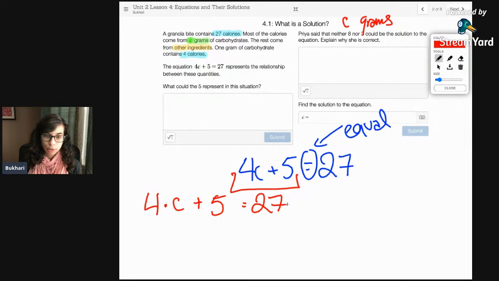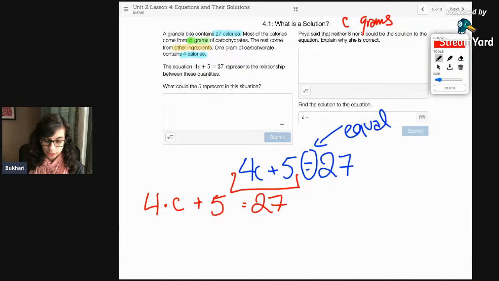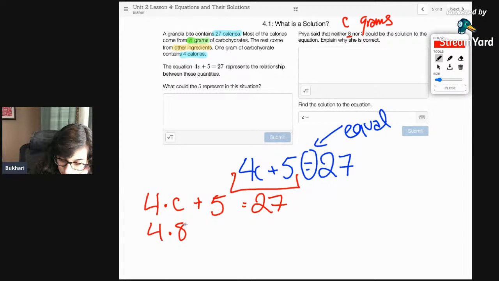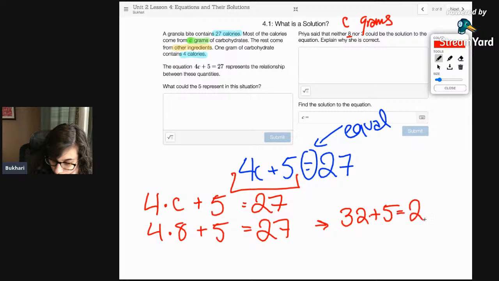So think about what happens when you substitute something in. If I have 8 in here, I have 4 times 8 plus 5 equals 27. And don't forget your order of operations. I know that 4 times 8 gives me 32. All right, I'm going to write that over here. I have 32 plus 5 equals 27.